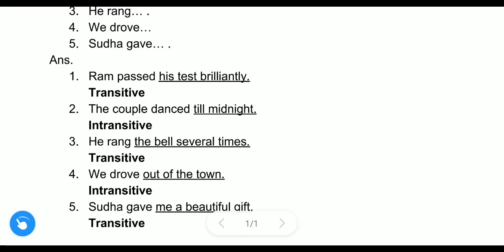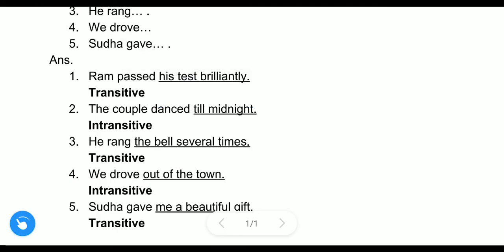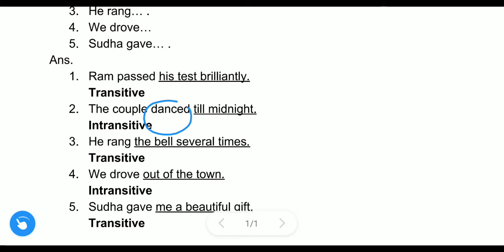Okay, in this case you immediately got the answer. What did Ram pass? Ram passed his test. That is why pass is the transitive verb. But in this case, what did the couple dance? You don't get an answer. That is because in this sentence the object doesn't receive the action of the verb. That is why it is the intransitive verb.